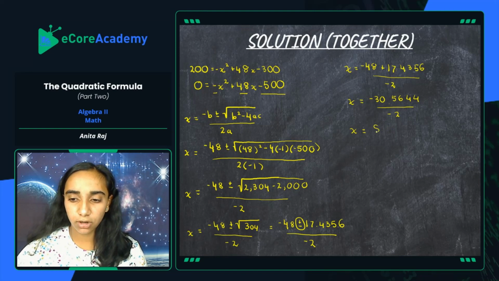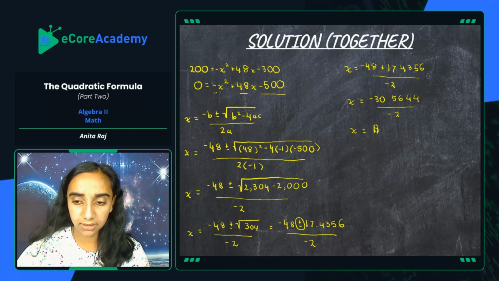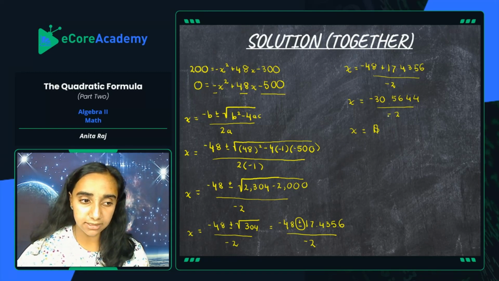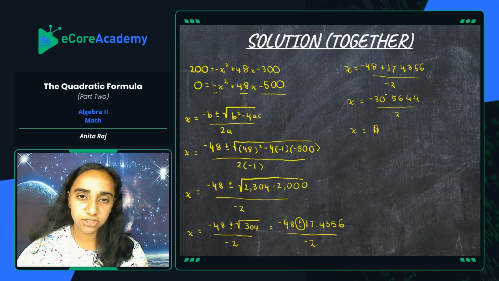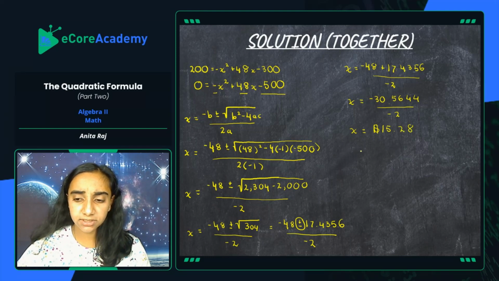So this will be rounded off to, if you look at this, the negative sign of the numerator cancels out the negative sign of the denominator. So negative divided by negative is a positive. You can just think of it as 30 divided by 2. And this is going to be equal to about $15.28. Okay, so let's do the same thing, but with negative 48 minus 17.4356.